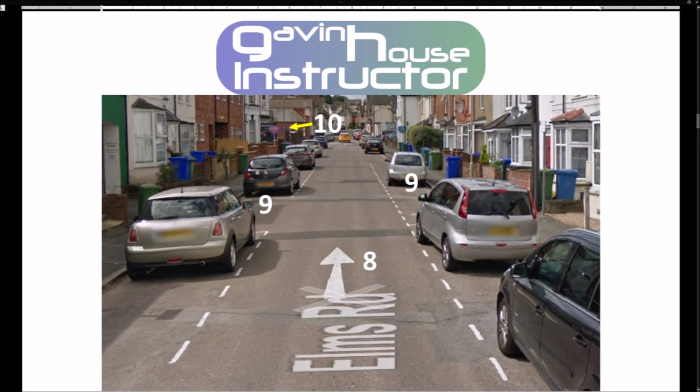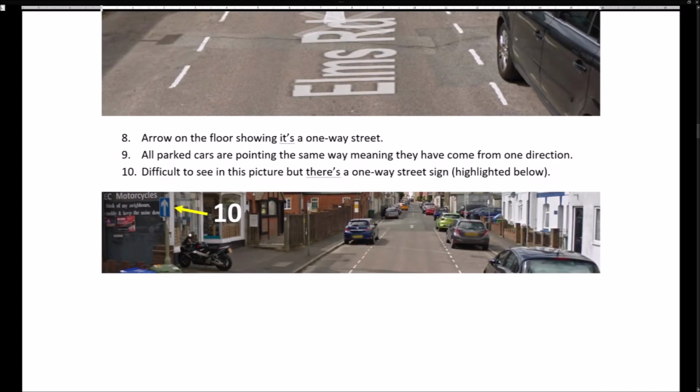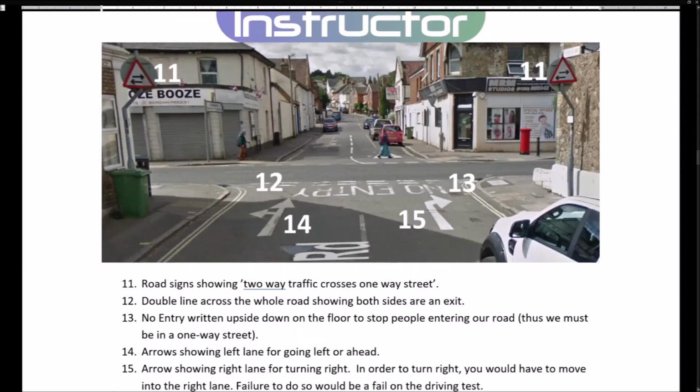10. Difficult to see in this picture, but there's a one-way street sign. It's highlighted underneath here where the 10 is. Look, blue arrow. Well, white arrow, blue background. 11. Road signs showing two-way traffic crosses one-way street. 12. Double line across the whole road showing both sides are an exit.